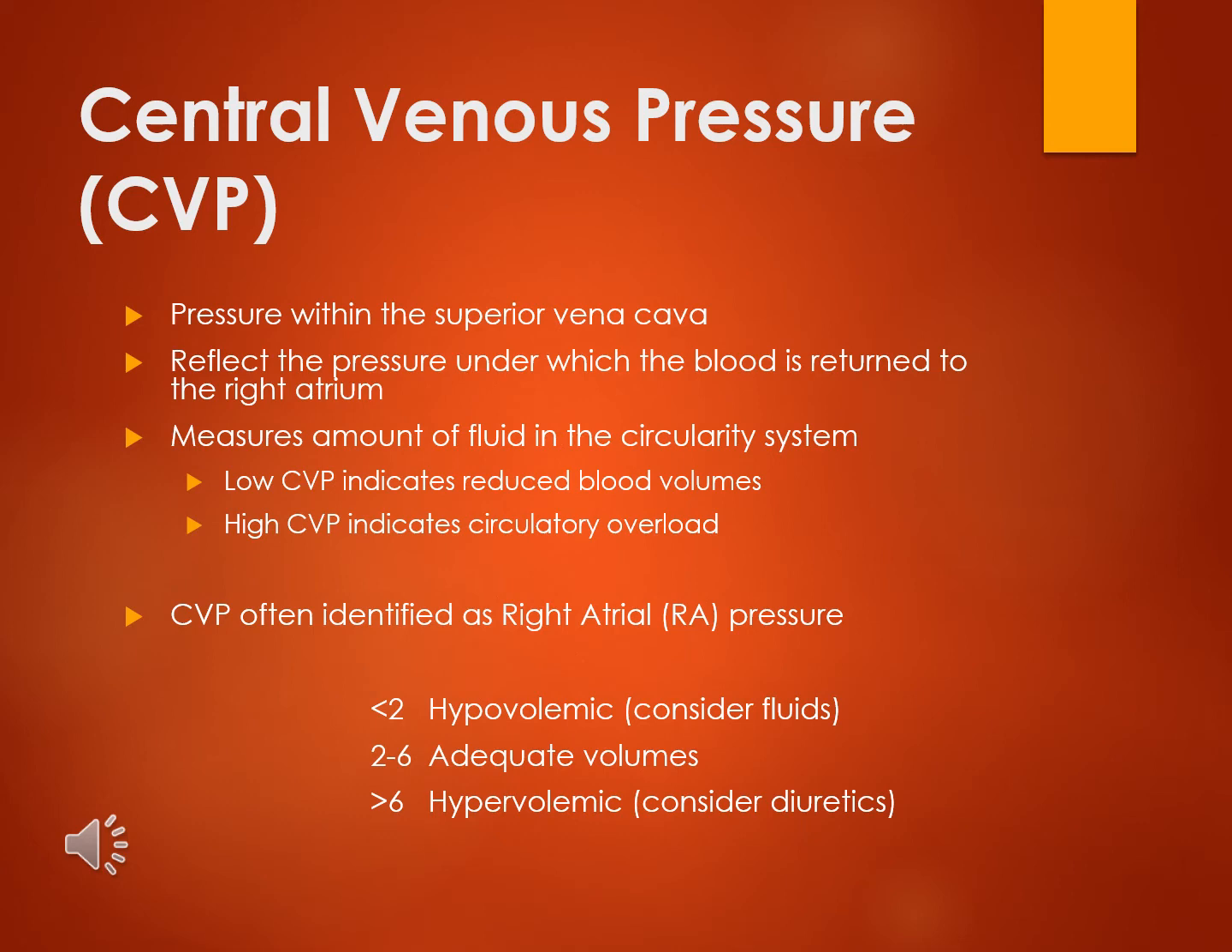CVP often is identified as right atrial pressure. And as you can see, our numbers here, less than 2 indicate hypovolemia, and we must consider fluids. If we have 2 to 6, it's adequate volumes, and if we have greater than 6, hypervolemia is considered, and we must think about giving diuretics.